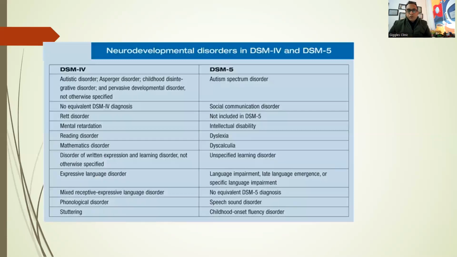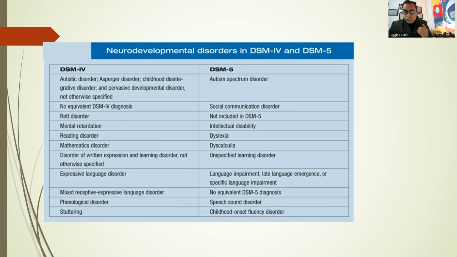So this is an important slide for us, showing some of the new terms which have been introduced in DSM-5, which were not there in DSM-4. In DSM-4, all these various terms were there, which have now been incorporated into a single term, autism spectrum disorder. In DSM-4, there was no such term as social communication disorder. In DSM-5, they have used this new term.